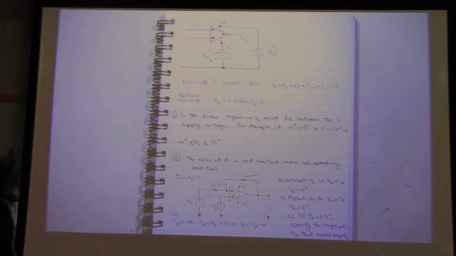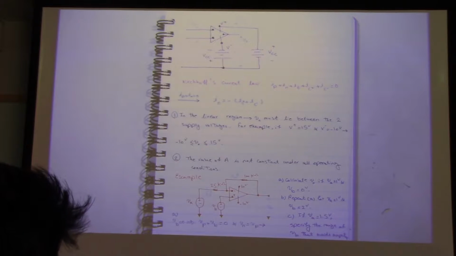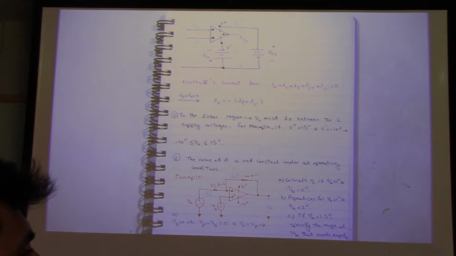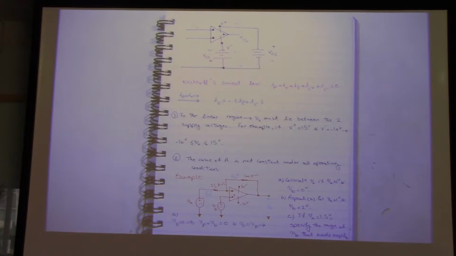So, let's see what you have learned so far. For example, if the positive power supply is 15 volts and the negative one is minus 10, Vout must be between minus 10 volts and 15 volts to be sure that we are in the linear region.